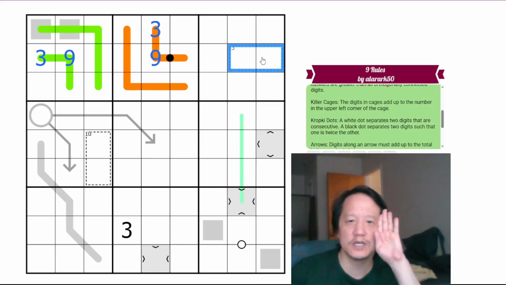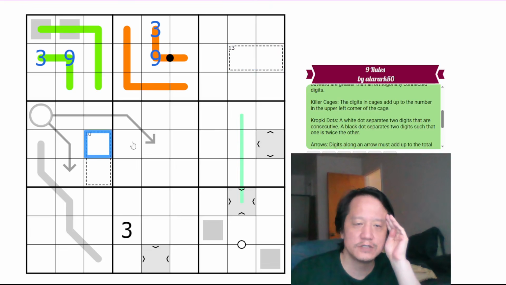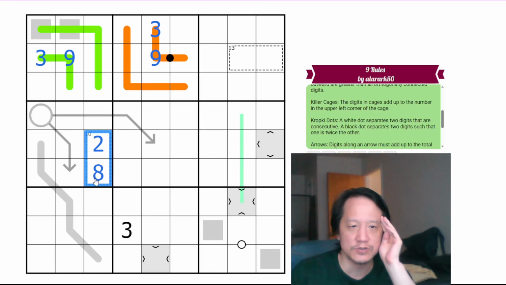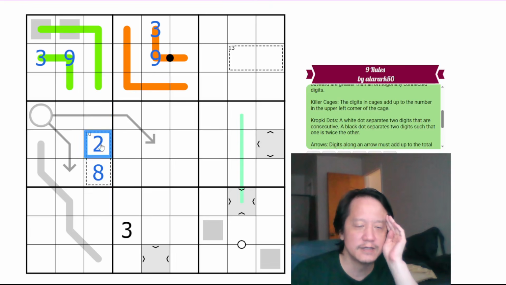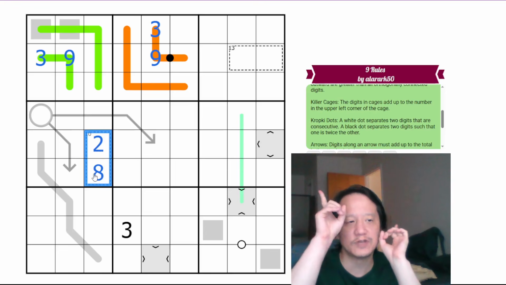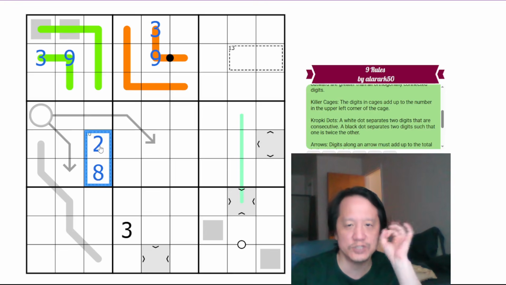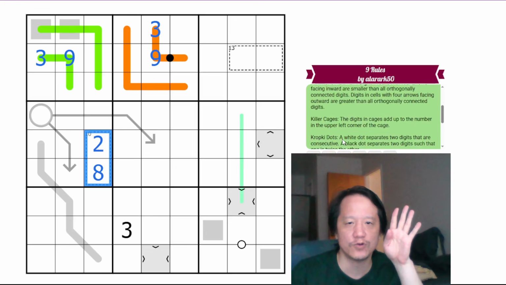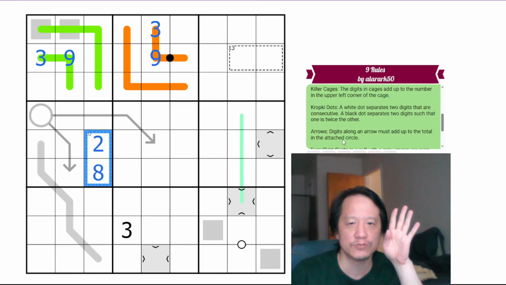The digits in cages add up to the number in the top left corner of the cage. So, for example, if this were a 2, this would have to be an 8 here, because these 2 digits must add up to 10 because they have a 10 in the upper left-hand corner, and those are the only 2 digits in the cage. So this is rule 4 or 5. I'm not sure which.